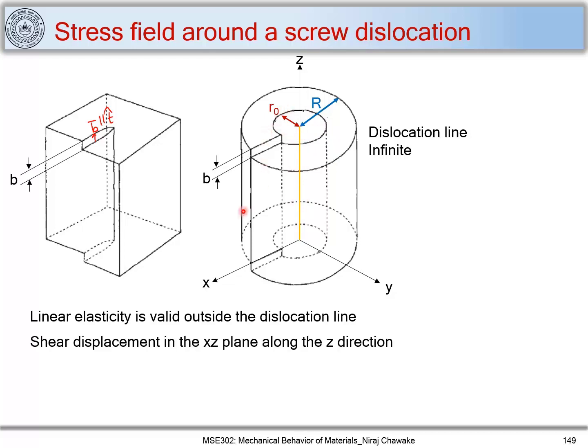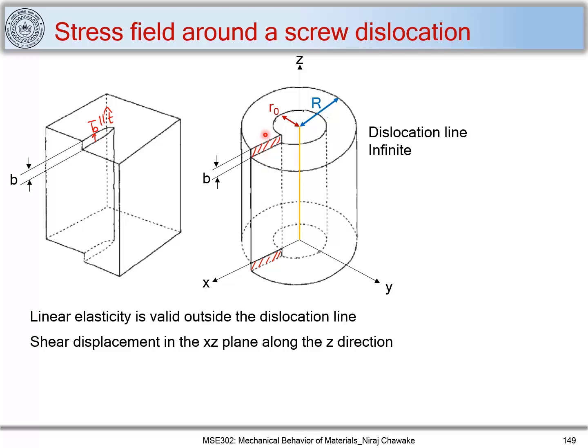Here you can see the shear displacement in the xz plane along the z direction. Let me mark that also. So we have a shear displacement on this plane. You can see that on this plane which I am marking, this complete plane, you have a shear displacement along the z direction. So this is an xz plane, and you have a displacement on this plane along the z direction.